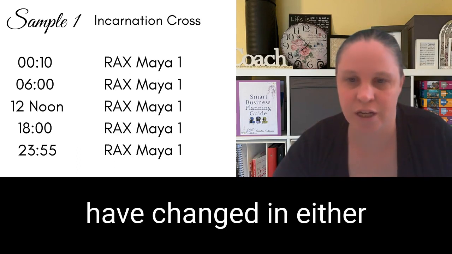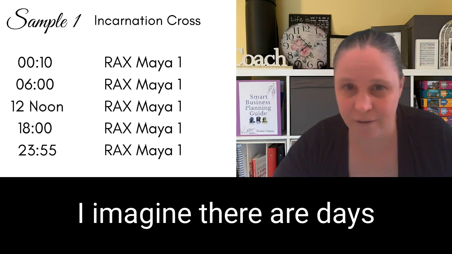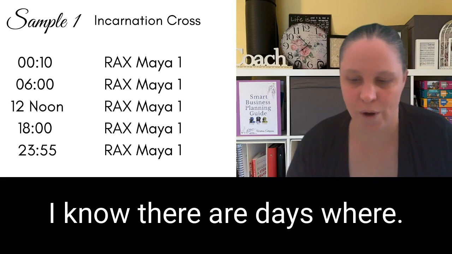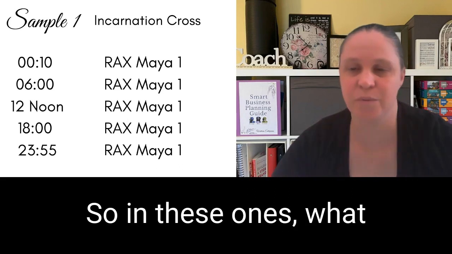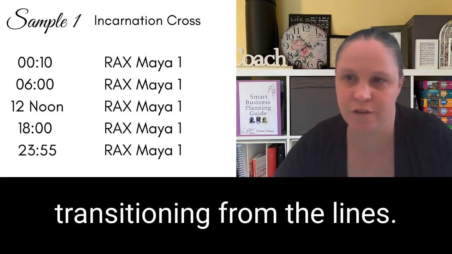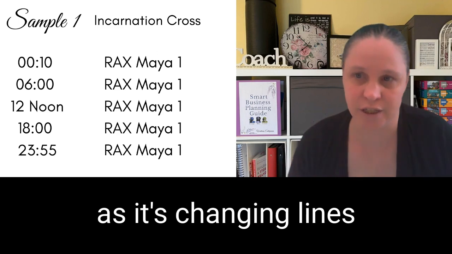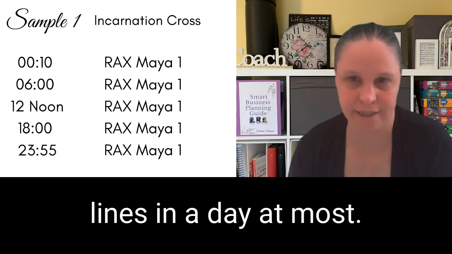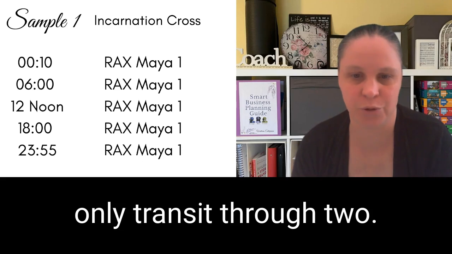What doesn't seem to have changed in either of these sample charts is the incarnation cross. I imagine there are days where that incarnation cross changes, I know there are days where the sun will transition from gate to gate. So in these ones, what we're seeing the sun do is transitioning through the lines. That's the shift that we're seeing in the profile as it's changing lines throughout the day. The sun can only move through up to 3 lines in a day at most. Generally speaking, it will only transit through 2.